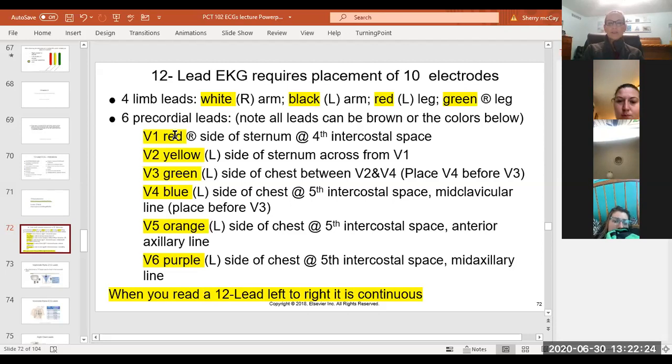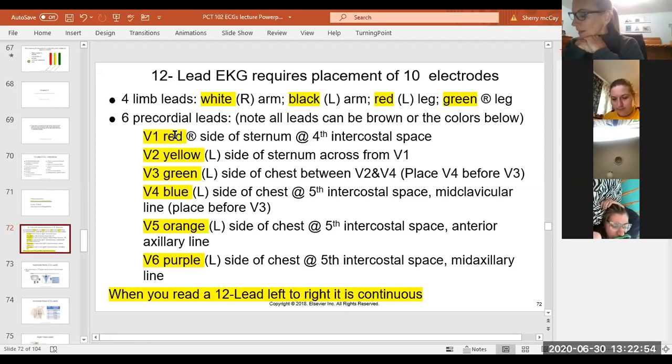So V1 is red. It's at the right side of the sternum at the 4th intercostal space. If you can see that on page 132, up on top there, that's your standard lead placement. This one is the only one in a normal 12-lead that's going to be on the right side. V1 red is the one on the right side of the sternum at the 4th intercostal space.